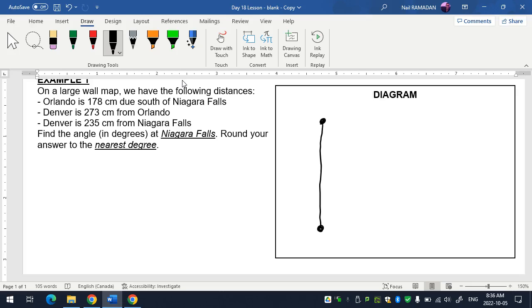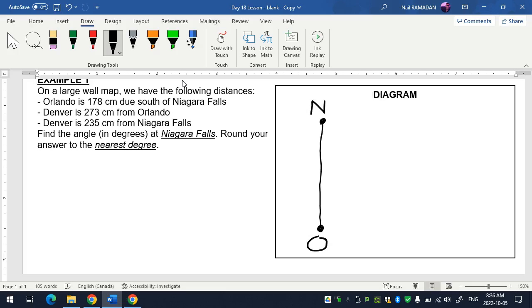Okay, but we can't just write Orlando, or we could, but we need short names. So what letter should stand for Orlando? O. Bear in mind, it might look like a zero. So just watch out. What about Niagara Falls? N. No need for NF, just N. And Denver is D. Perfect. So everyone, we are going to say that Orlando is south of Niagara Falls. So this is Orlando right here, capital O, which means here is N.